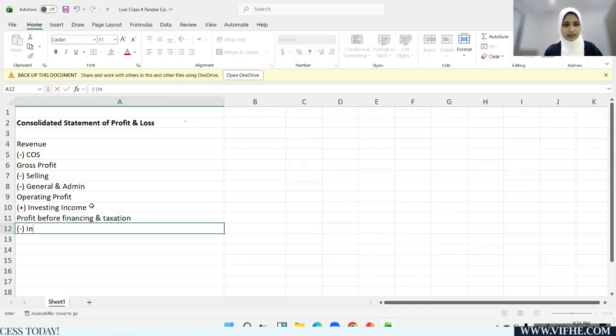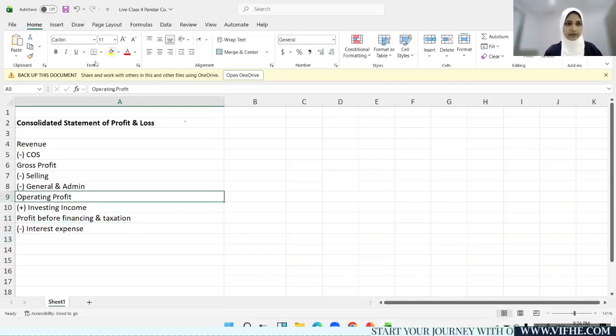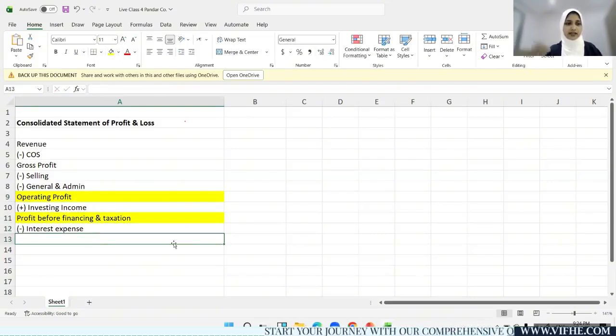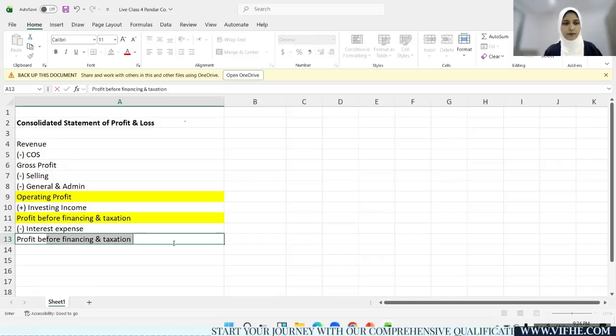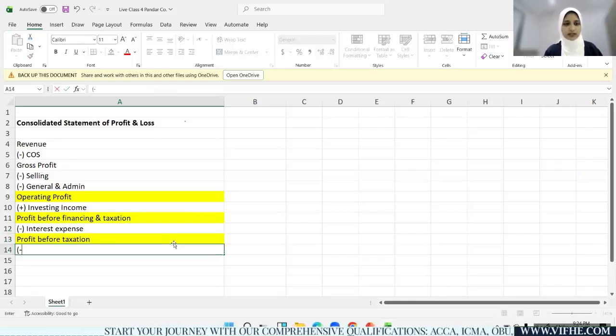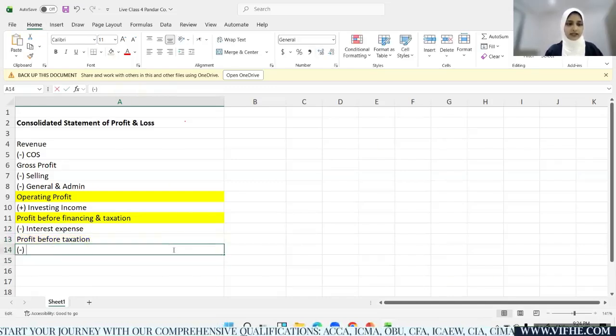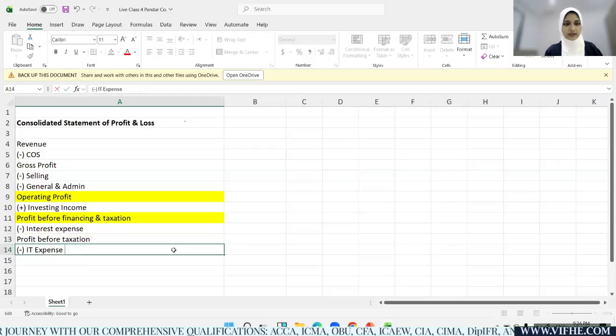Then you have less interest expense. This is your second mandatory subtotal, meaning operating profit is compulsory and profit before financing and taxation is compulsory. Less interest expense, then you have profit before taxation. Less interest, this is not mandatory. Less income tax expense, and then profit for the year.